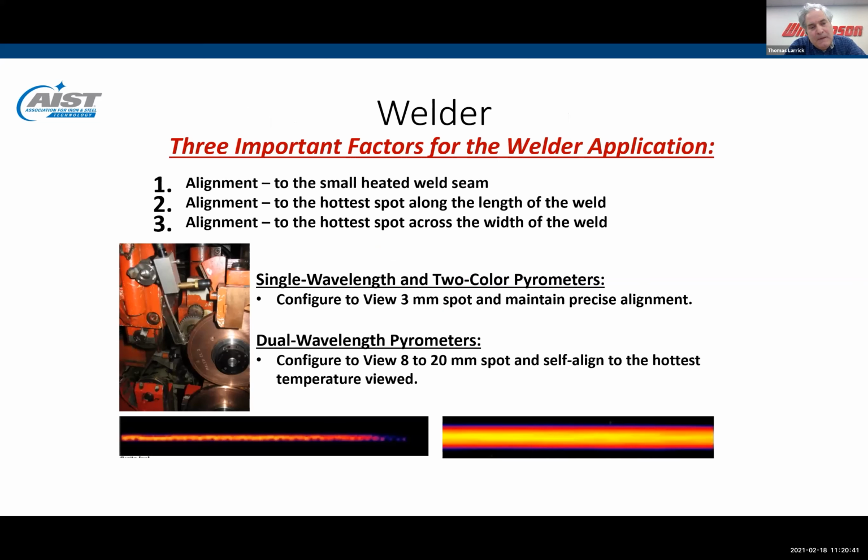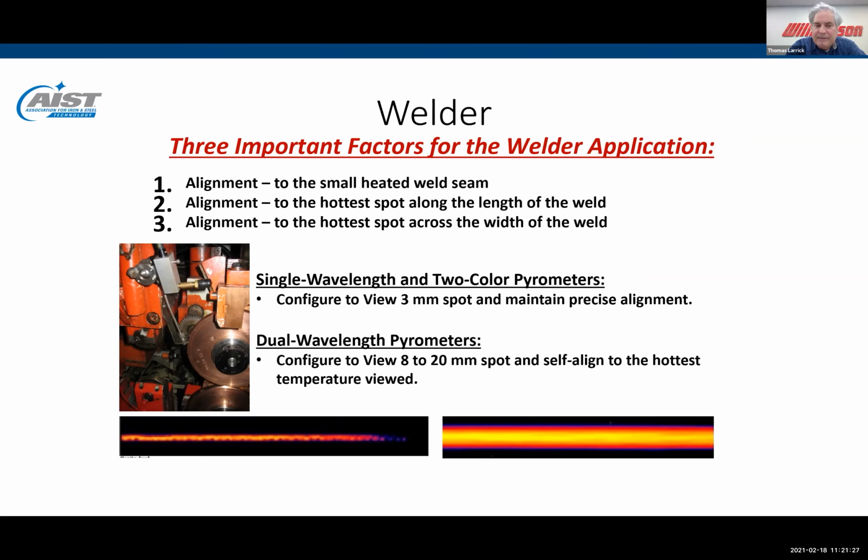For the welder measurement, the complication here is alignment. The welder is not only a very small heated area, but there's a temperature gradient across its length and across its width. And what that means is, for a single wavelength or two-color pyrometer to measure a true temperature reading, you need to aim the pyrometer right at the center of that heated area, which means you need a spot size less than 3 millimeters, and it has to be precisely aligned. And the issue with this measurement is it's very difficult. If the alignment were to change even a fraction of a millimeter, then your temperature reading would change.